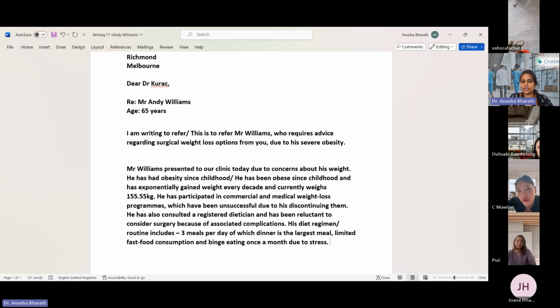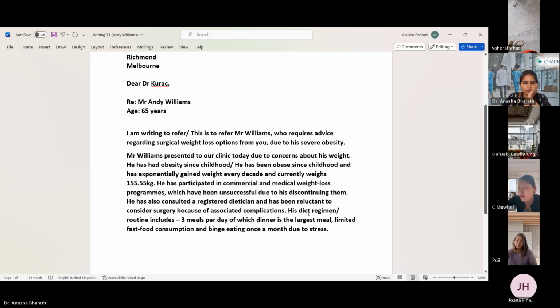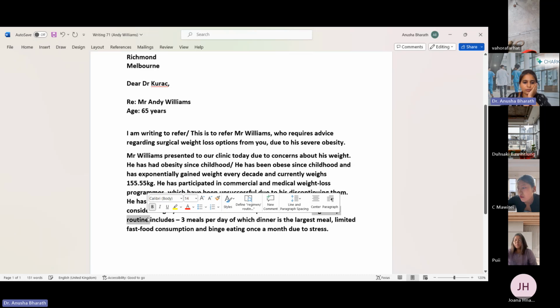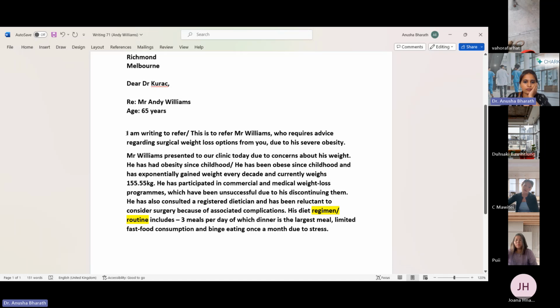So this is our second paragraph. Okay, this is our second paragraph. And the words that I have highlighted, you're going to use either this or that, and in the beginning also.